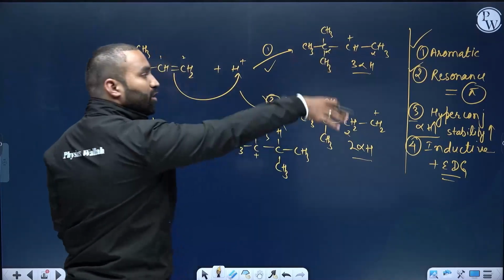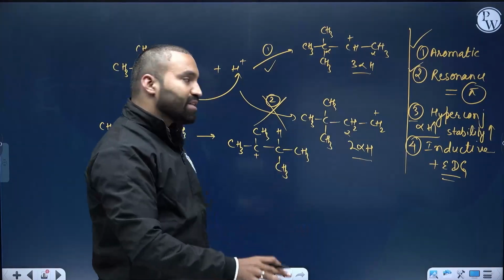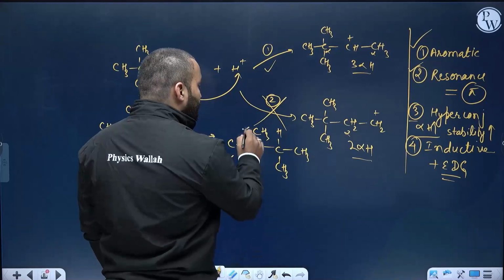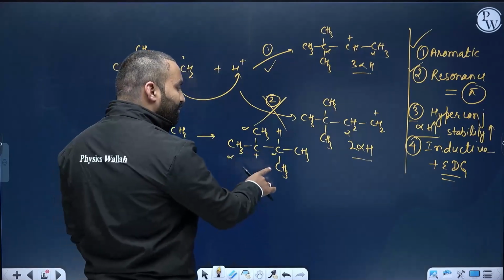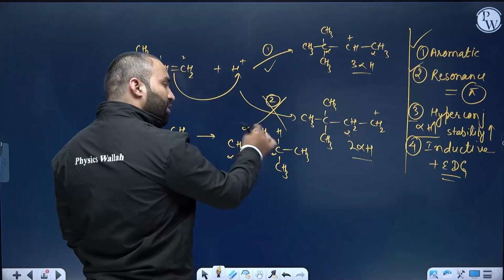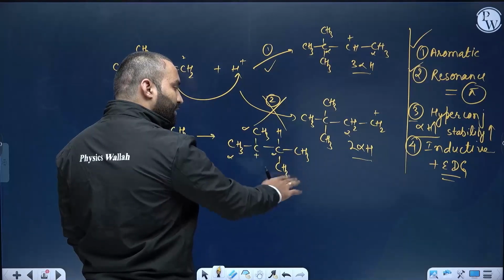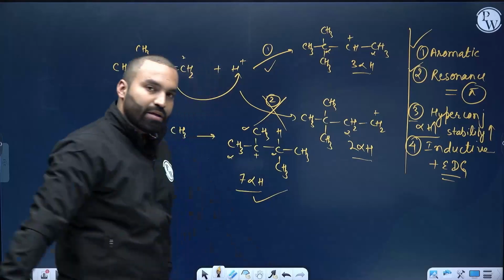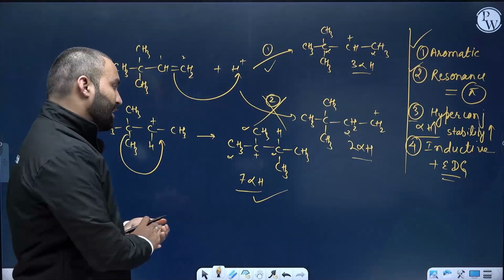Again, look for all those stabilization effects. Is aromaticity there? No. Is resonance there? No. Is hyperconjugation there? Obviously, yes. This is my alpha carbon. This is also alpha. This is also alpha. So how many alpha hydrogens do you have? 3 from here, 3 from here, 6, 1 from here, 7. Anybody else? Is there any more alpha hydrogen? No. So 7 alpha hydrogen. This becomes my most stable carbocation after rearrangement.